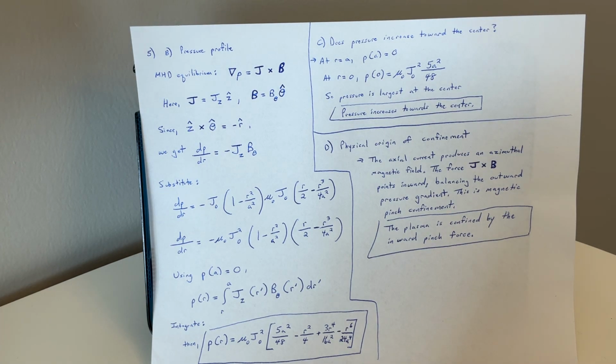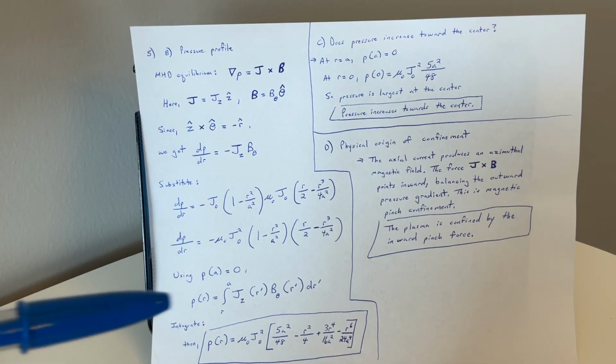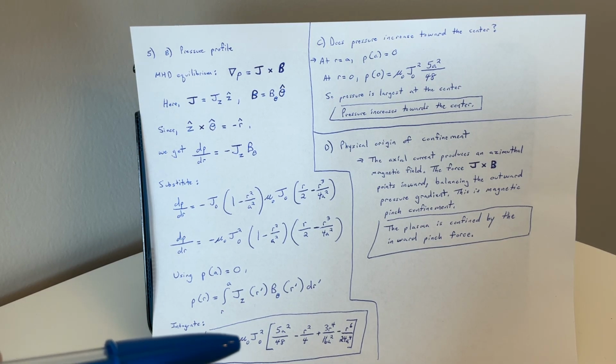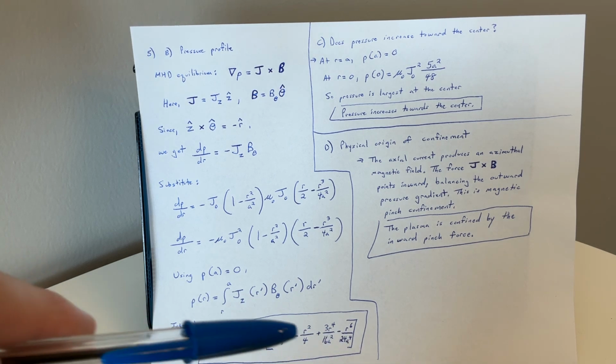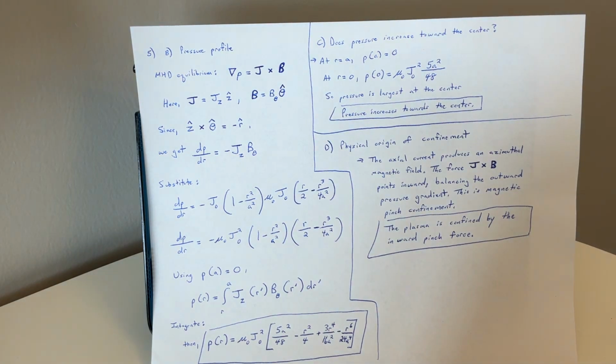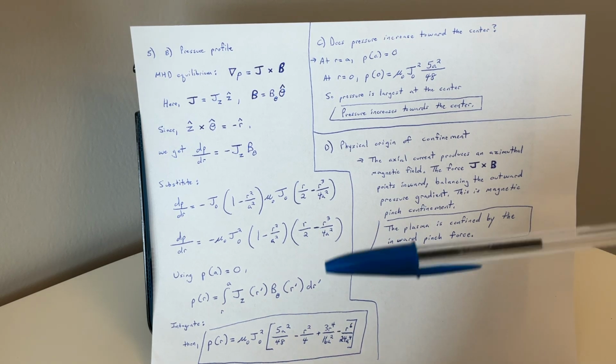Performing the integration, I didn't show the steps in between with the computation, but if you integrate, you get P of R equals mu naught J naught squared times this. I'll just read it out. The quantity inside the brackets: 5A squared over 48 minus R squared over 4, plus 3R to the 4th over 16A squared, minus R to the 6th over 24A to the 4th. Okay, so that takes care of part B.